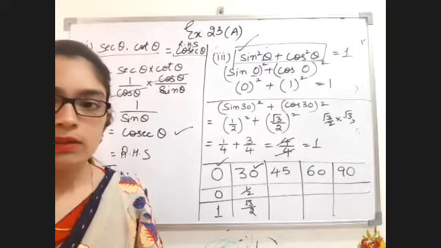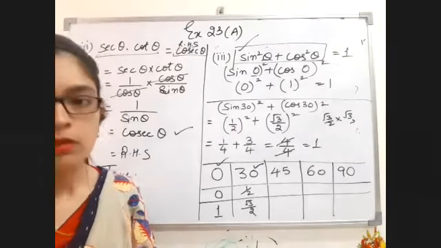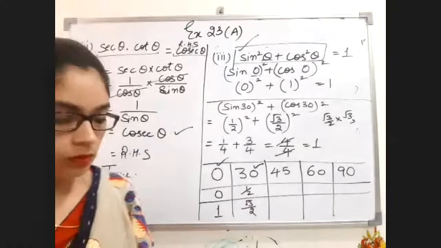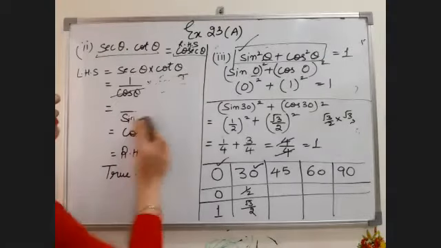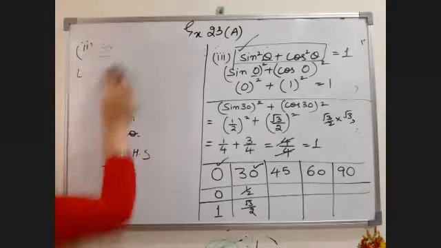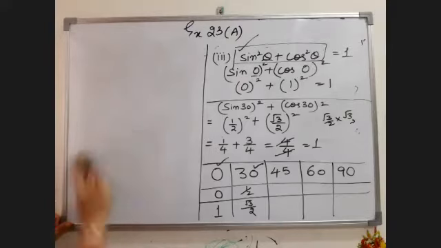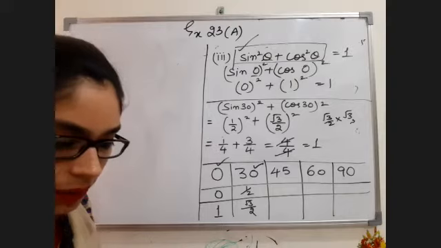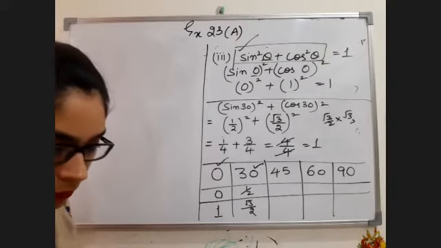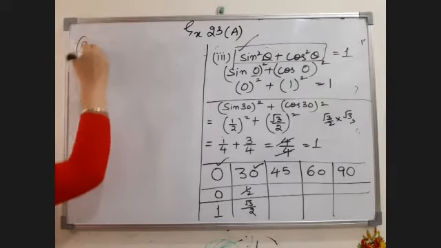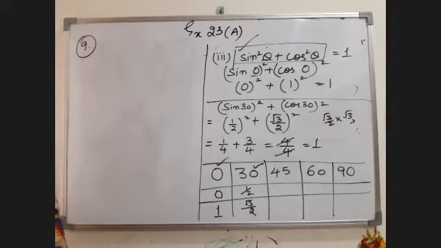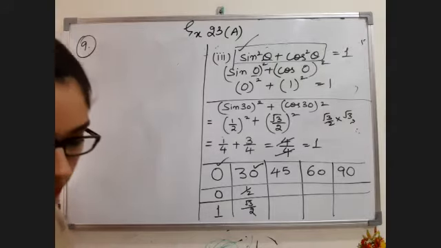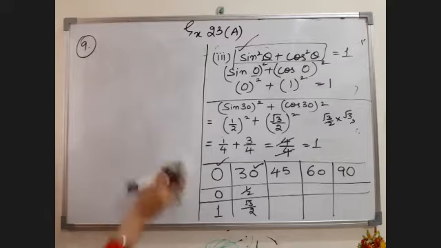Okay, ma'am. Any doubt in this question? No, ma'am. So let's start the 9th question. Ninth one is: state for any acute angle theta whether. So 3 questions are there. State means we have to give reason, or we just have to tell whether it is increasing or decreasing.